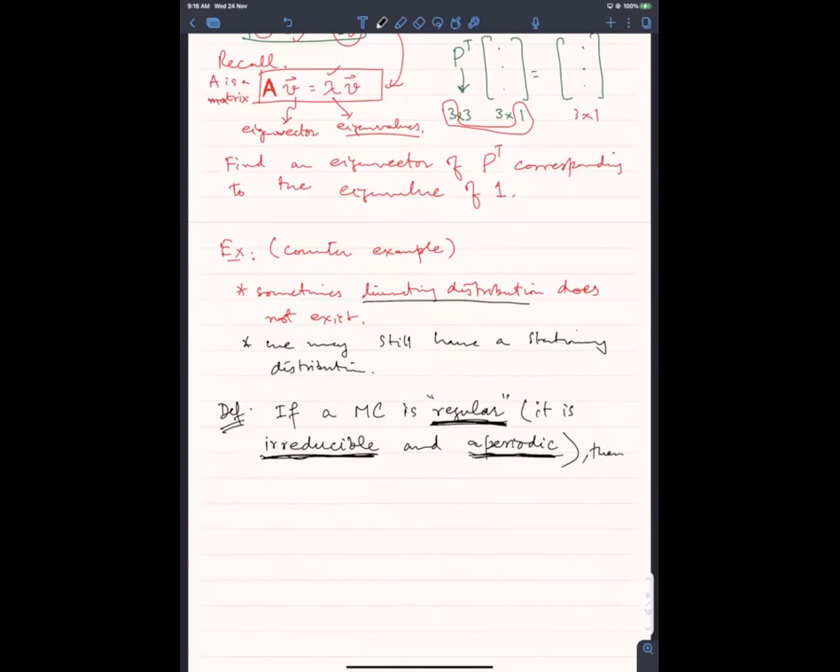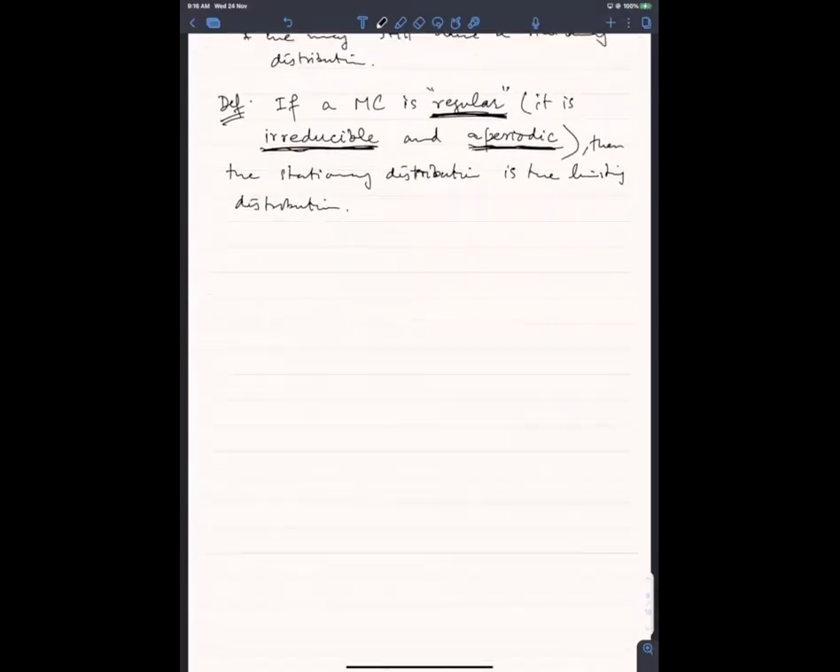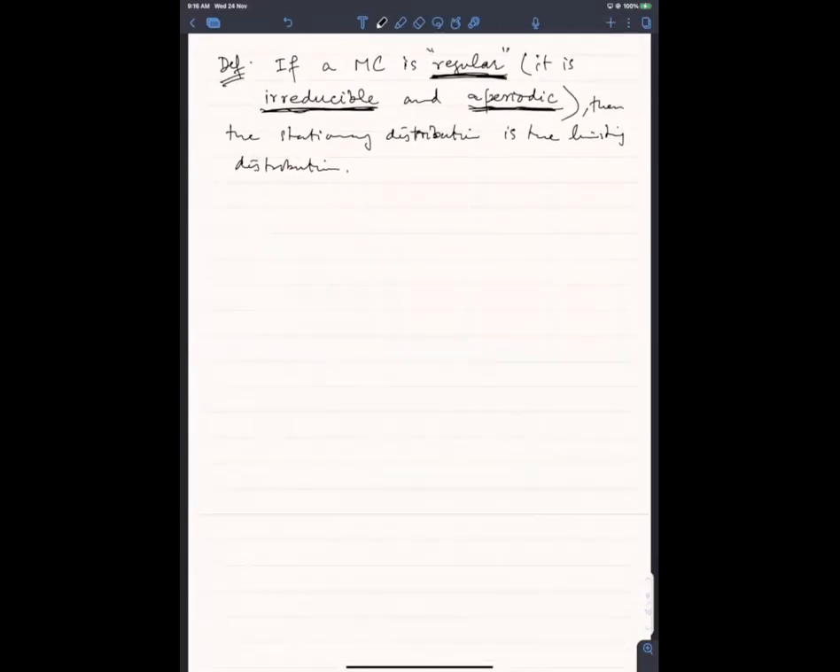Then the stationary distribution is the limiting distribution. Okay? So in that case, limiting distribution exist करेगी और वो stationary distribution की ही होगी. Okay? But if the Markov chain is not regular, then there is no guarantee that the limiting distribution will exist.